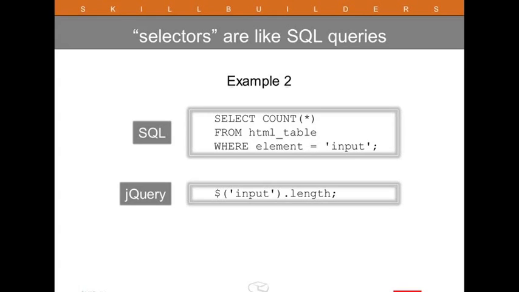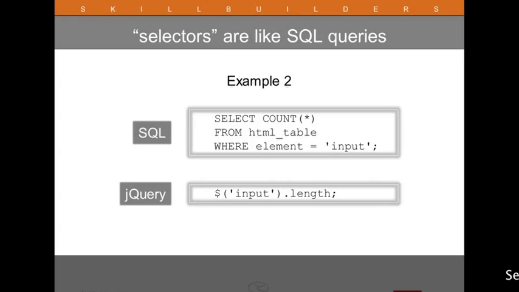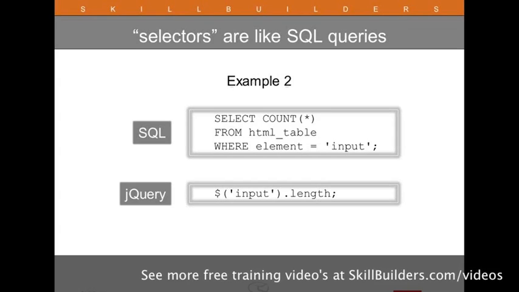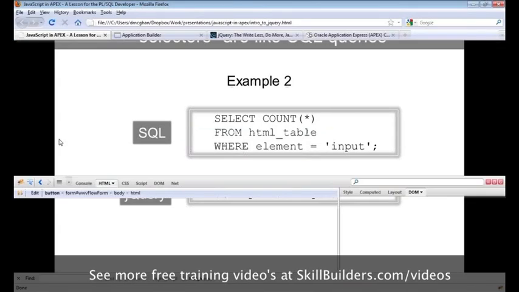So if we ran that query from SQL, we'd get a total of 3 rows returned. And below that, you can see the equivalent in jQuery. We're saying select where element is input. Okay, so when you're targeting a specific type of element, this is how it looks. You actually just put the name of the element between parentheses. And then, of course, we're just calling .length again.